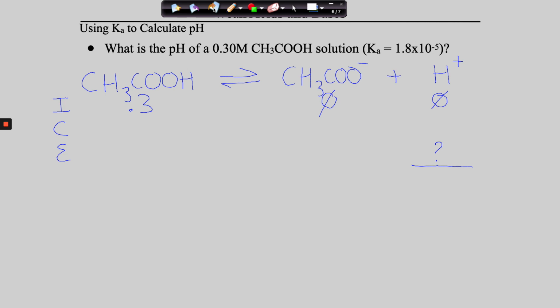And so, as a result, we've got to make some assumptions. When this acetic acid goes into water, what happens to it? Some of it breaks apart. How much? We don't know. What are we going to call it? X. So this is minus X. But if that goes down by X, what happens to these? They go up by X. And when we bring those down, this is X, and this is 0.3 minus X.